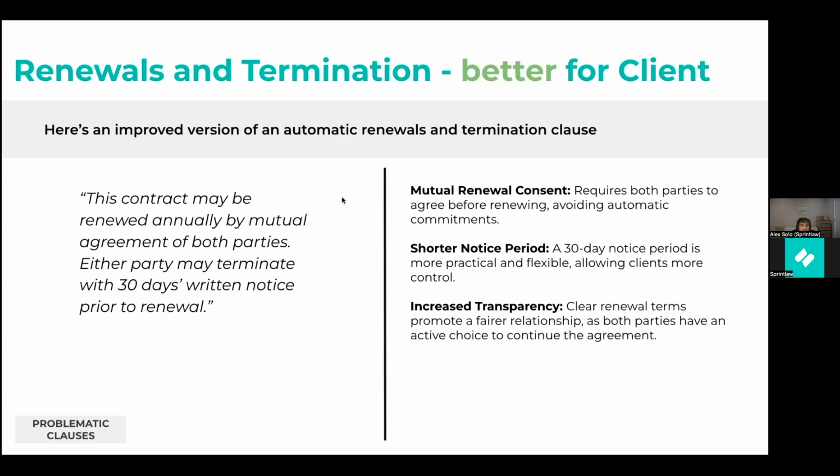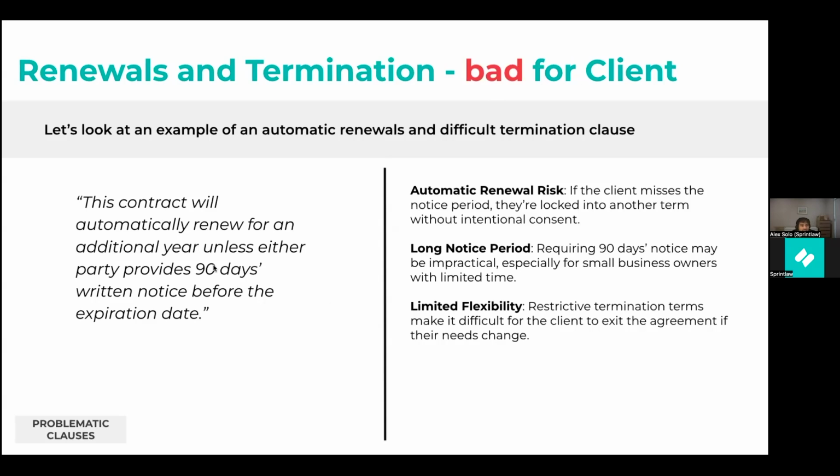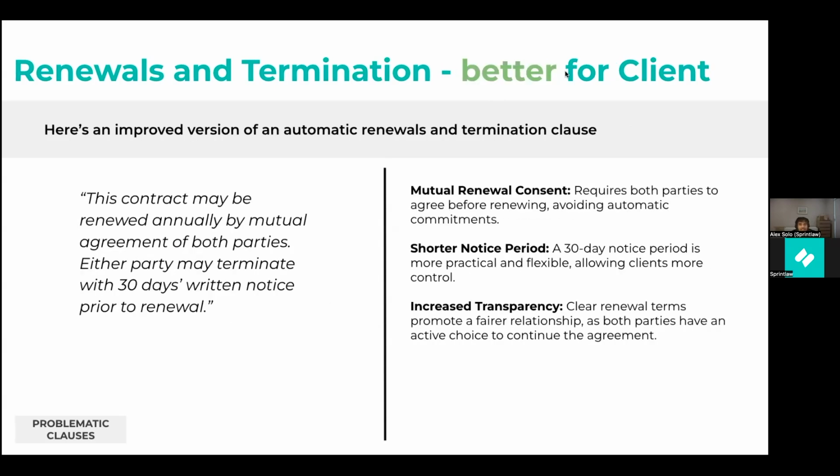So maybe a more common compromise for these annual agreements might be to say this contract may be renewed annually by mutual agreement of both parties. So it's not automatic. We've got to have a discussion and decide that we want to agree. And either party may terminate with 30 days notice prior to renewal. So it's not even locked in for the whole year, but you can actually, with a month's notice, exit at any time. So obviously much better for the client.